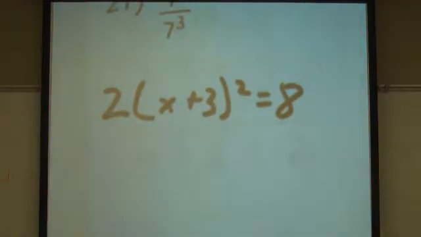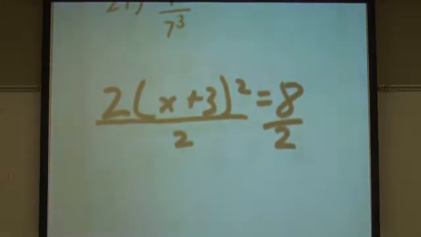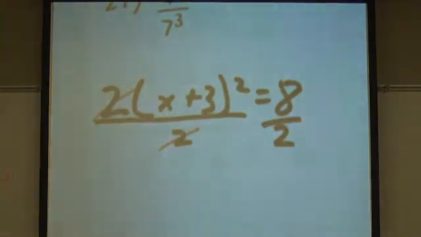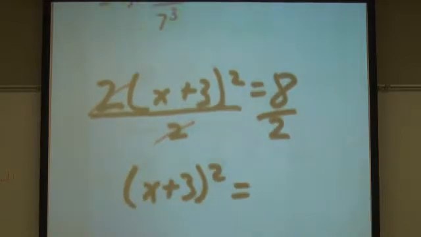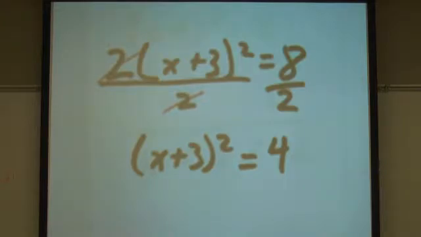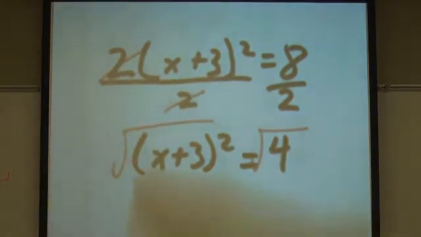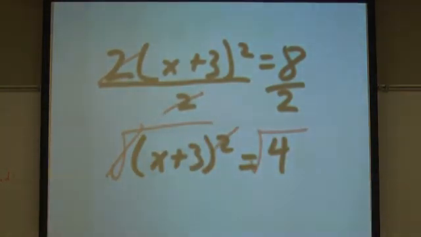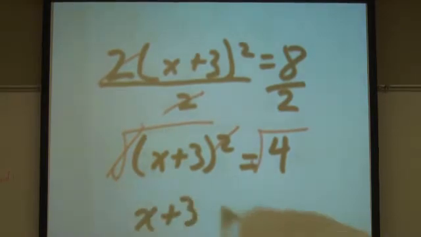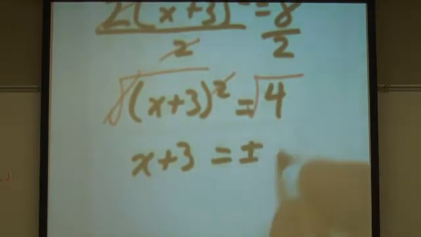So the first step is to divide both sides by 2. Remember, that cancels out these 2's, leaving us with (x plus 3) squared equals whatever 8 divided by 2 is, and that is 4. And then we'll square root both sides. That cancels that out, leaving us with just x plus 3 equals positive or negative 2.